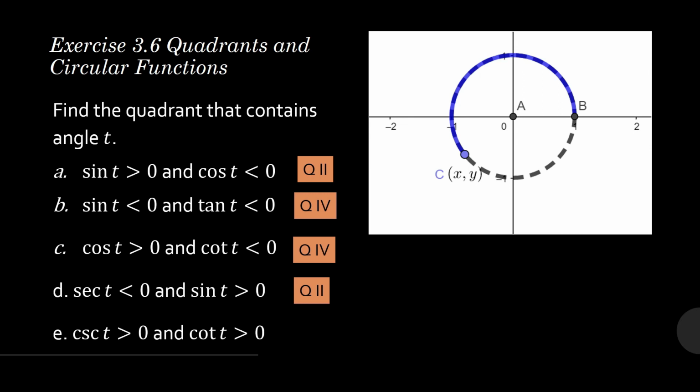Cosecant of t is greater than 0 and cotangent of t is also greater than 0. Cosecant of t is equal to 1 over y. Cosecant of t is the reciprocal of the sine function. So where is 1 over y positive in your rectangular coordinate system? It is positive here, above the horizontal axis. Now, where is cotangent of t positive? It is positive when both x and y are positive, and that can only happen here in the first quadrant.